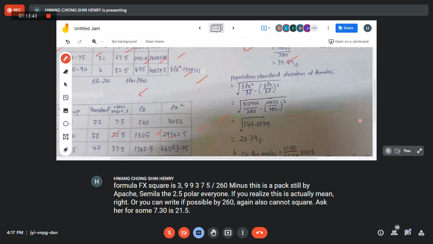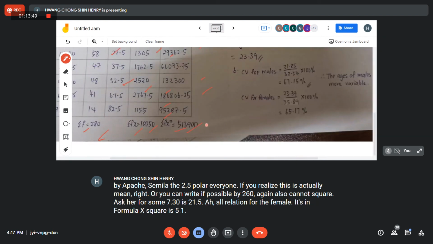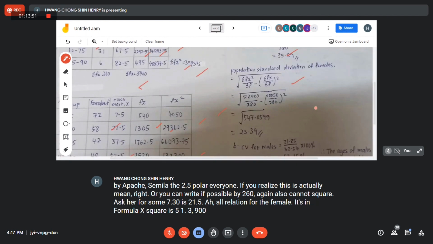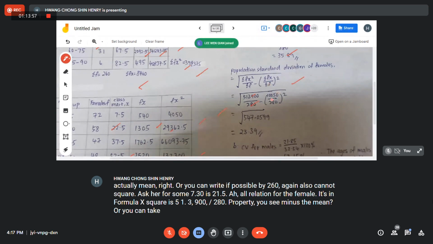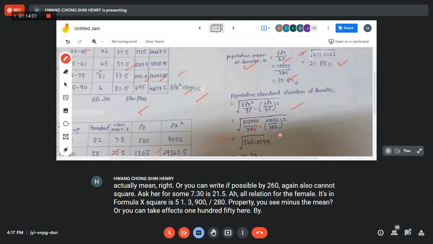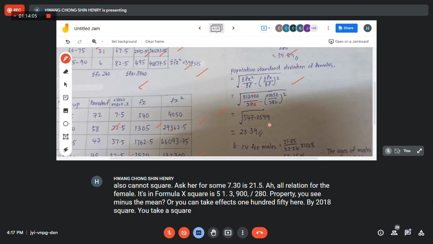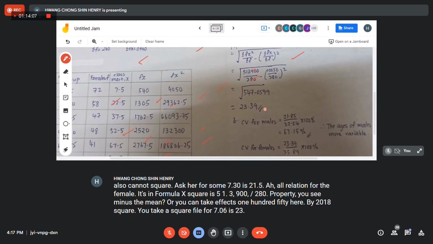For the population for the female, same formula. Fx square is 513,900 divided by 280, total frequency, minus the mean. Or you can take the fx total, 10,050, divided by 280 and square it. You take the square root of 547.06, which is 23.39. Okay, so we are done with that already.